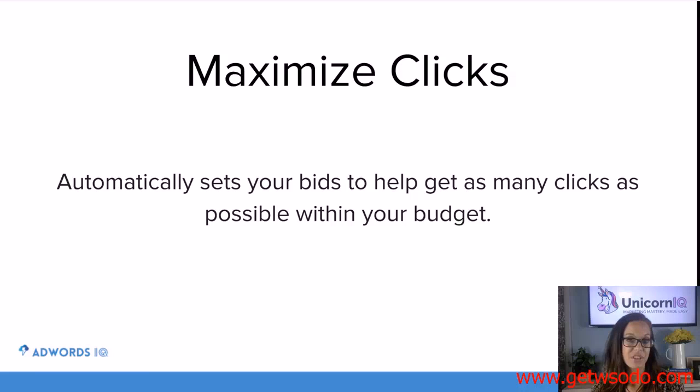I rarely use this, I'll be honest with you. I don't usually recommend it either, but if you do have a really solid conversion funnel down and all you want to do is just get users to your site, then this maximize clicks strategy can automatically adjust your bids to reach that goal. And you can apply this across your ad groups, your campaigns, and your keywords. But that is an option.